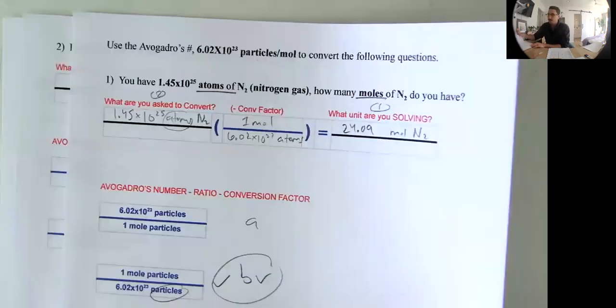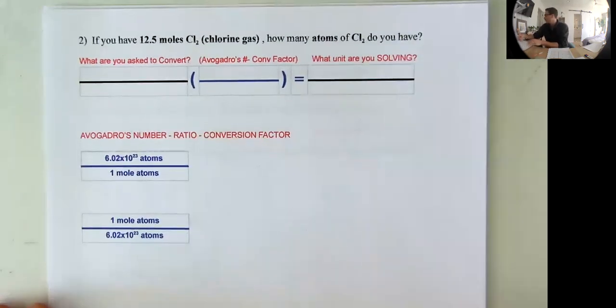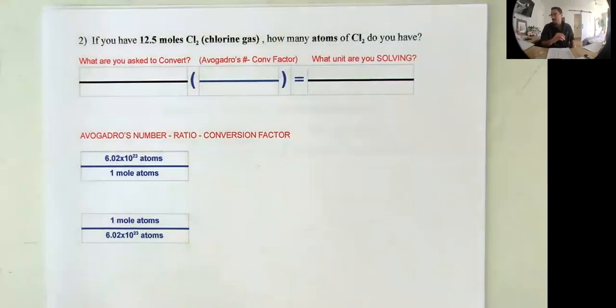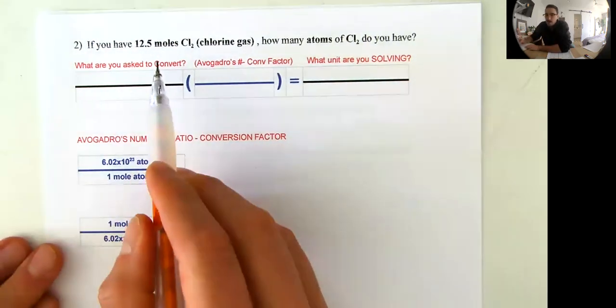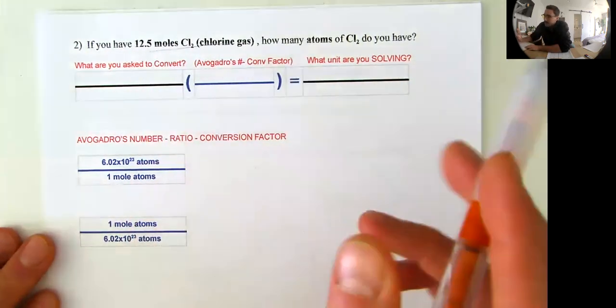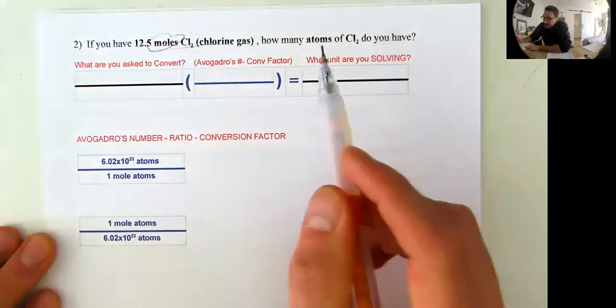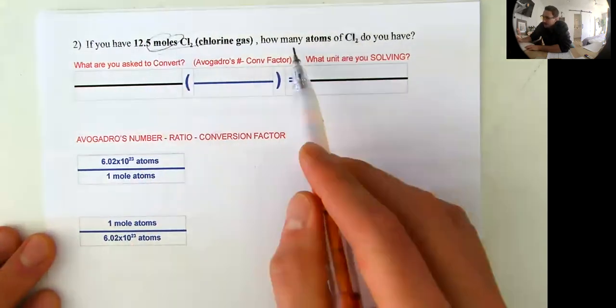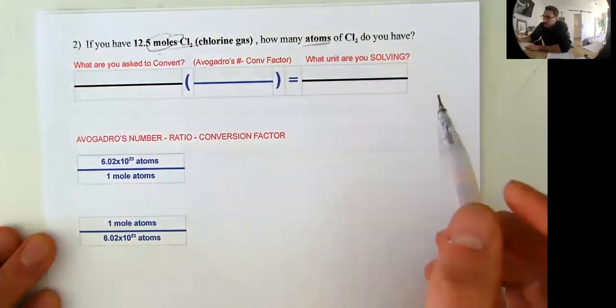Let's do one more example before you start to do the worksheet. All right, here is the example. Here's the example. The question says, if you have 12.5 moles of chlorine gas, that's moles, not liters, not grams, that's moles. How many atoms of chlorine do you have?